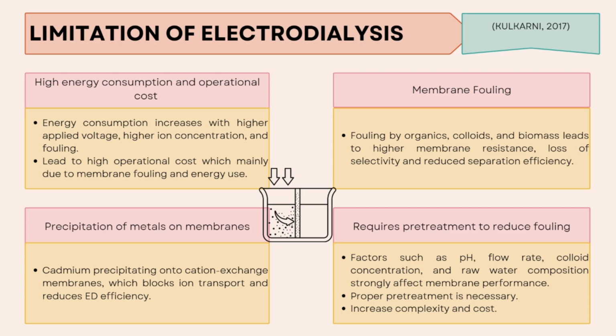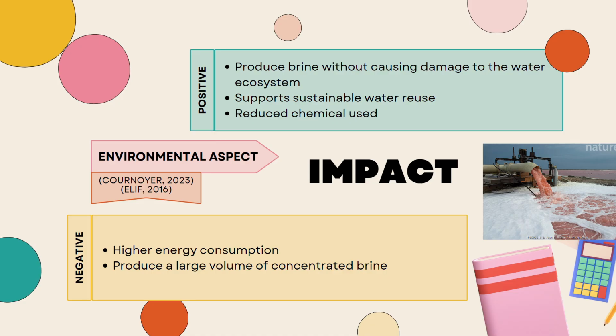Finally, electrodialysis requires pre-treatment to reduce fouling. Factors like pH, flow rate, colloid concentration, and raw water composition can strongly affect membrane performance. Proper pretreatment is necessary to protect the membranes, but this adds extra complexity and increases the overall cost of the system. Let me share the impact of electrodialysis from the environmental aspect.